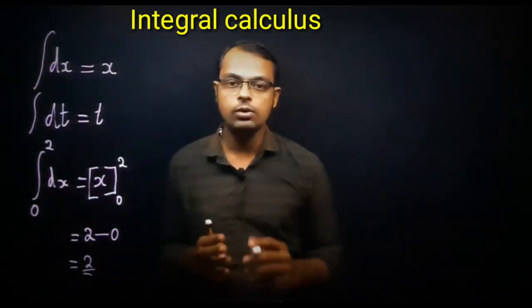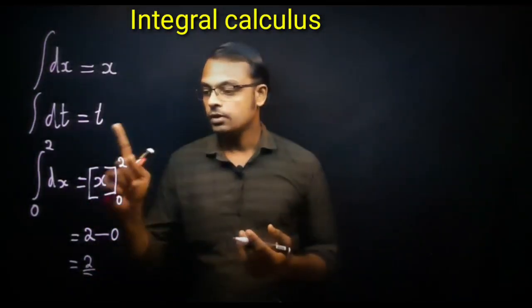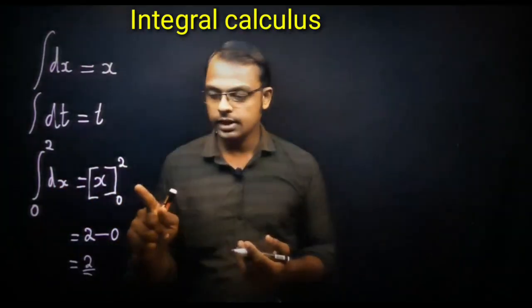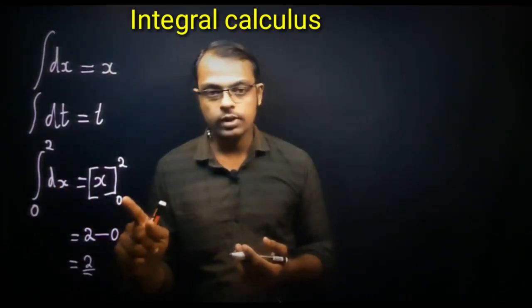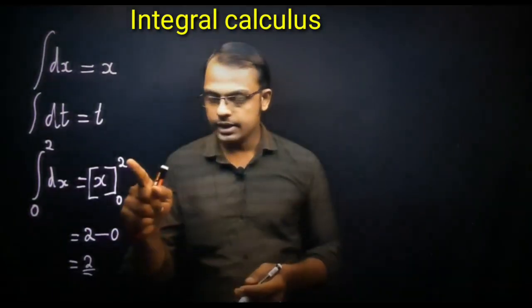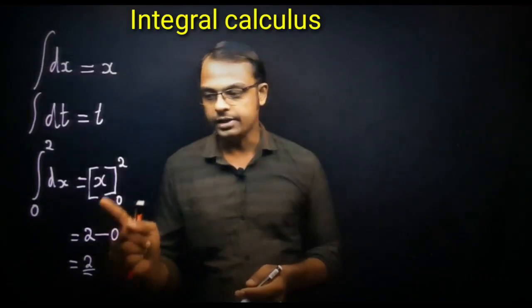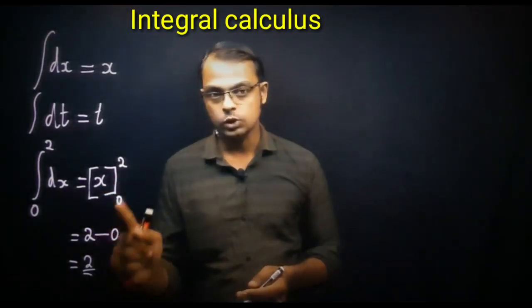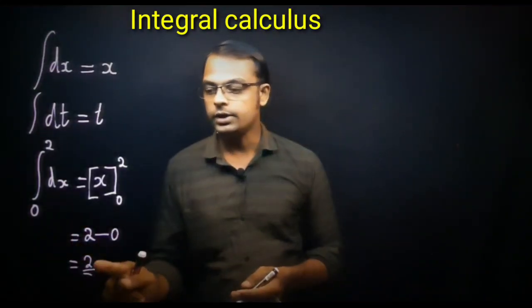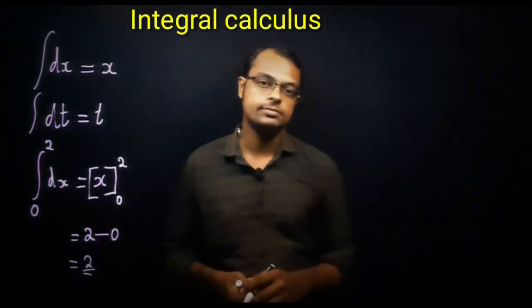So integration, how to apply the limit here: first of all, write the integration formula, the final formula. After that, substitute the lower limit and upper limit. After that, apply the upper limit in the variable minus lower limit in the variable. Just substitute that value and you are getting what? 2 is the answer. I hope it is clear.